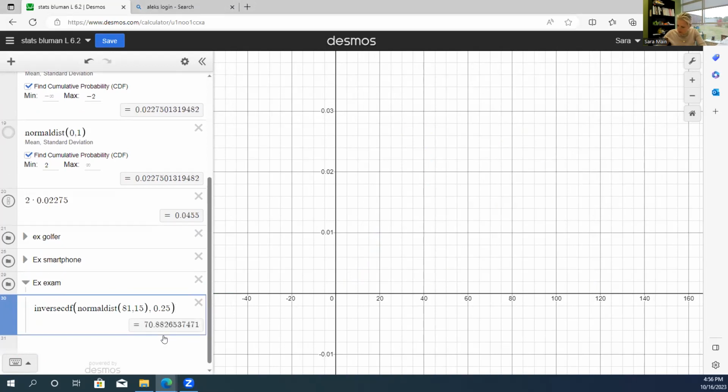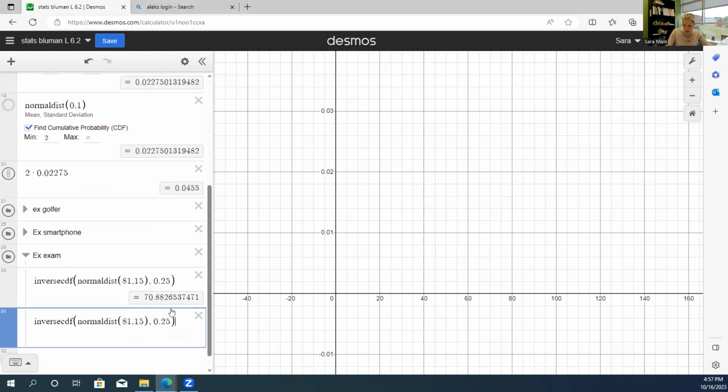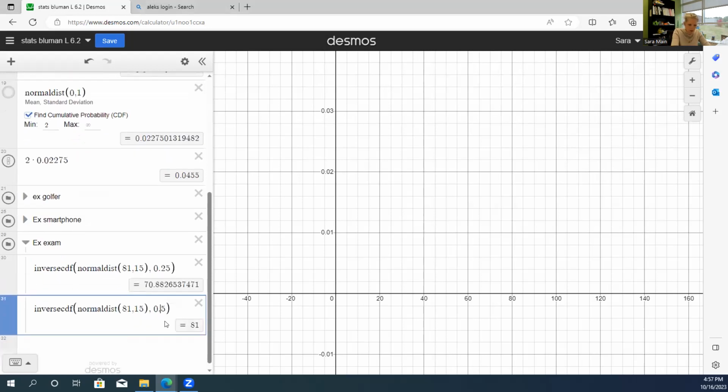So it looks like 25% scored less than a 71. We have to round that. Remember, for percentiles, we have to round up. So 71 on the exam. And then we're going to copy that. The other one, for the Q3, is they scored a 91.1, so it has to be a 92.